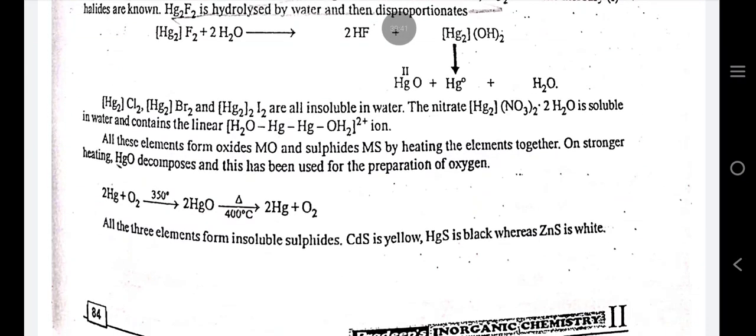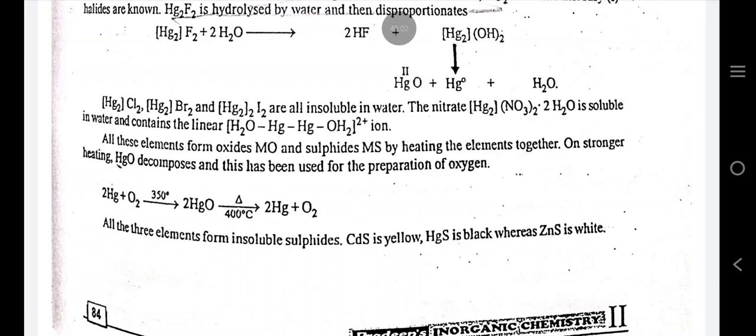Hg2Cl2, Hg2Br2 and Hg2I2 are insoluble in water. The nitrate Hg2(NO3)2·2H2O is soluble in water and contains the linear [H2O–Hg–Hg–OH2]2+ ion.